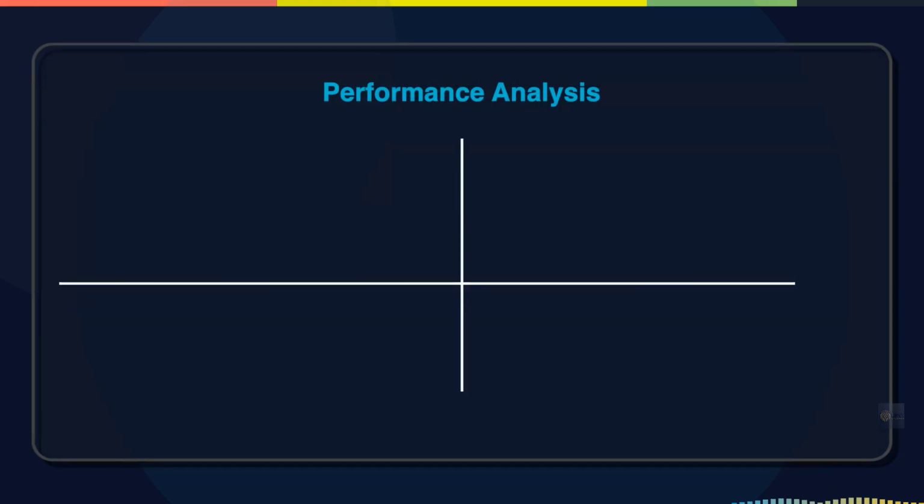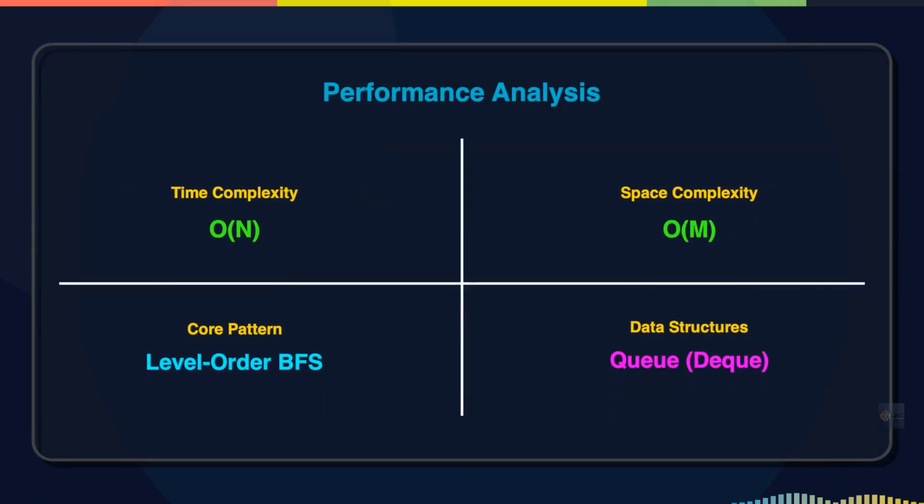For time complexity, we visit every node in the tree exactly once, so it is O of n, where n is the number of nodes. For space complexity, we use a queue to store nodes at each level. In the worst case, the queue will hold the maximum width of the tree, which is O of m.